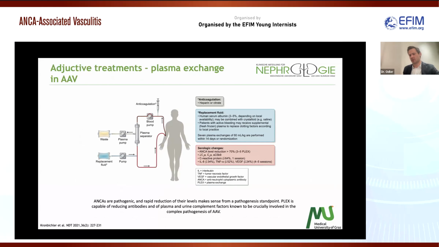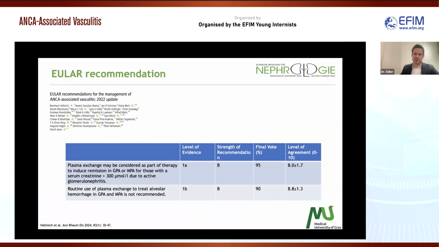And then I would like to change to the adjunctive treatment options and talk about plasma exchange in the treatment of ANCA-associated vasculitis. So what is the relevance of plasma exchange in this disease? We all know that the ANCAs are pathogenic and the rapid reduction of their levels makes sense from a pathogenetic standpoint. PLEX is basically capable of reducing antibodies and of replenishing complement factors that we know are important players in the treatment of ANCA-associated vasculitis.